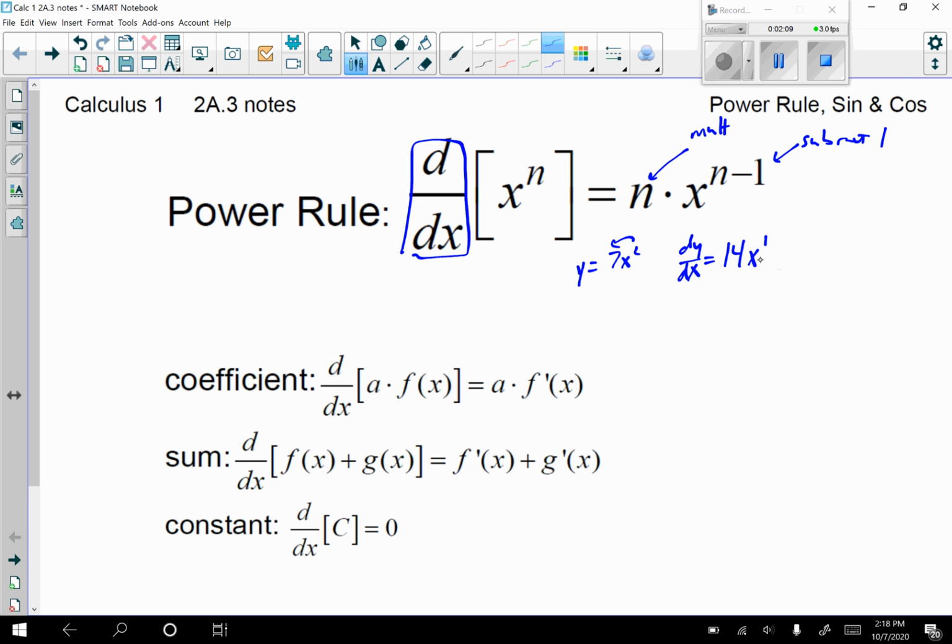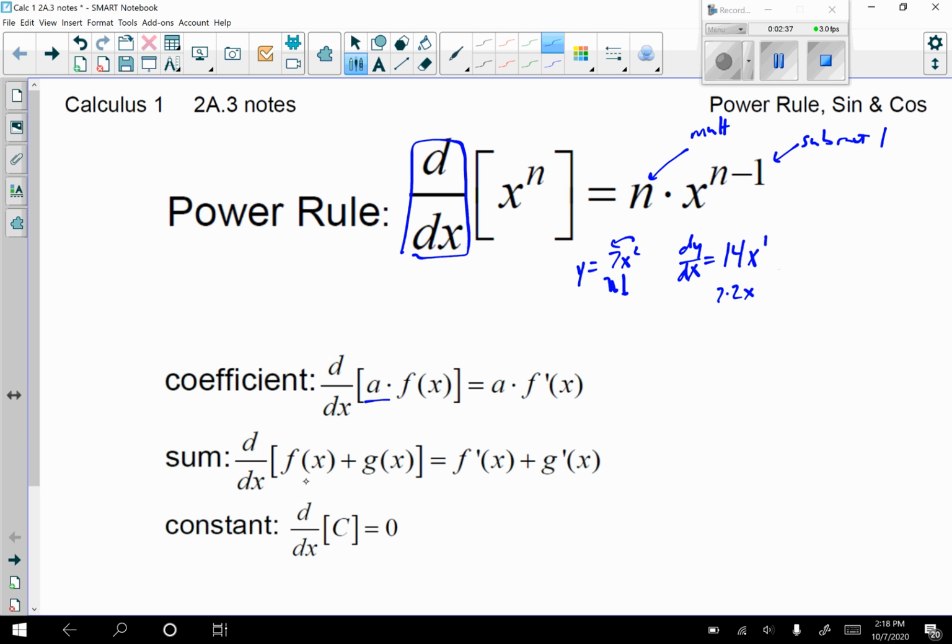Now, we kind of just say power rule for all of these others. Coefficient, sum, constant. I just did the coefficient, really. We had a coefficient in front of something. A times a function, it was just a times the derivative. Really up here, x squared, the derivative would be 2x. And then we kept the 7, and we said 7 times that 2x. We just kept the coefficient in front. That's how we got our 14x.